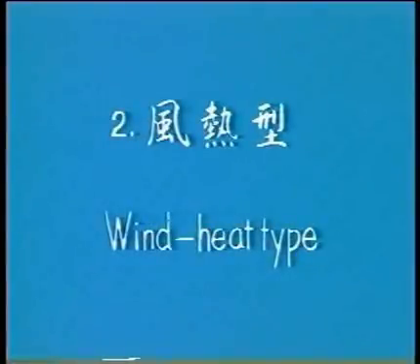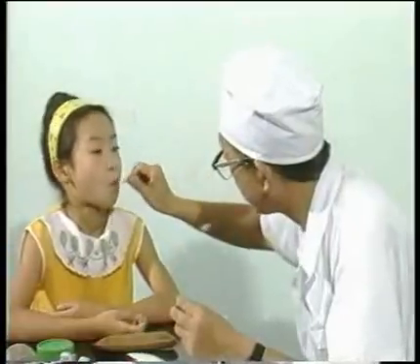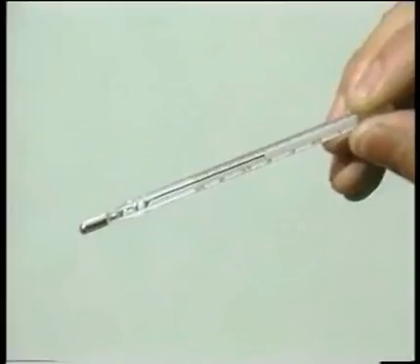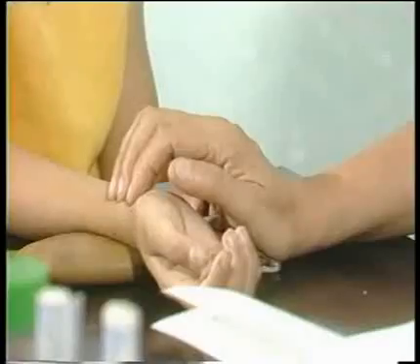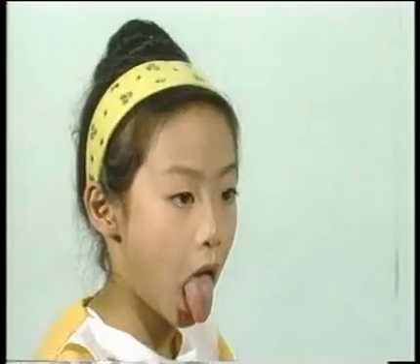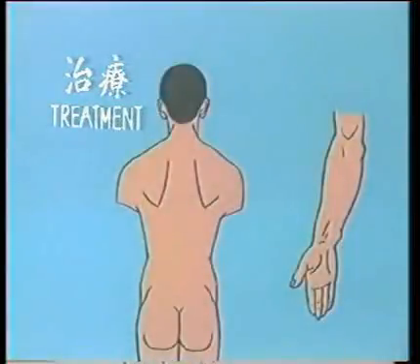Wind-heat type. It is a cough with purulent thick sputum, fever, and thirst. The tongue coating is thin and yellow. The pulse is superficial and rapid. Treatment.